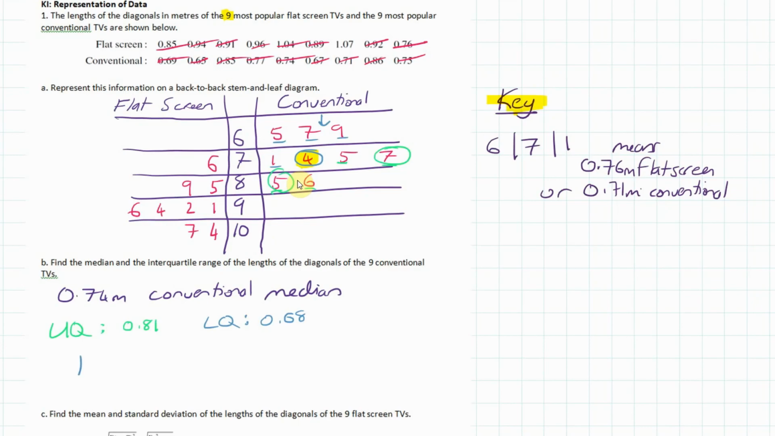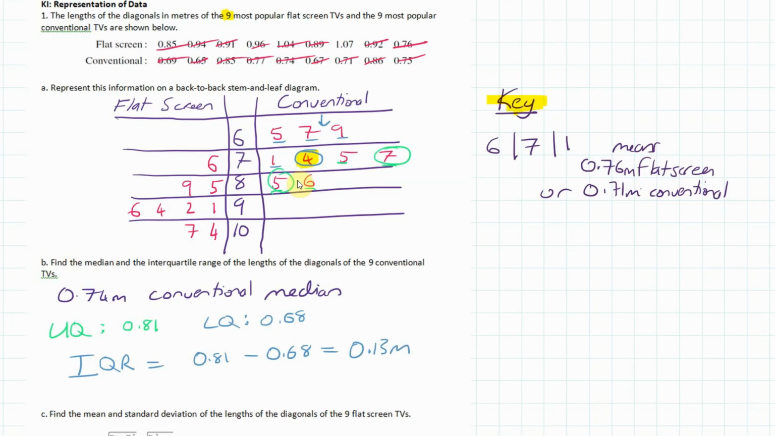So the IQR, or the interquartile range, is equal to the distance between the upper quartile and the lower quartile. So we should do this. What does that give us? Is it 0.13, sorry. 0.13 meters.